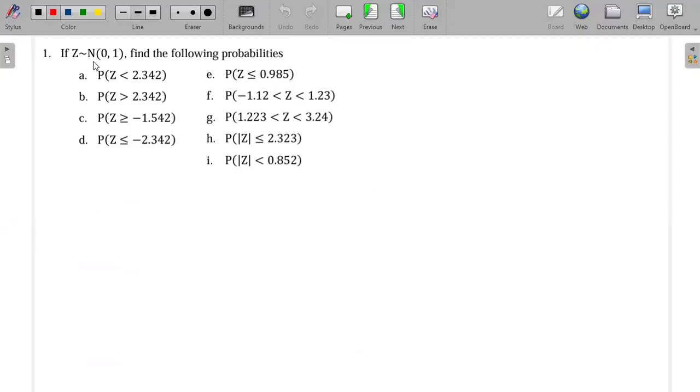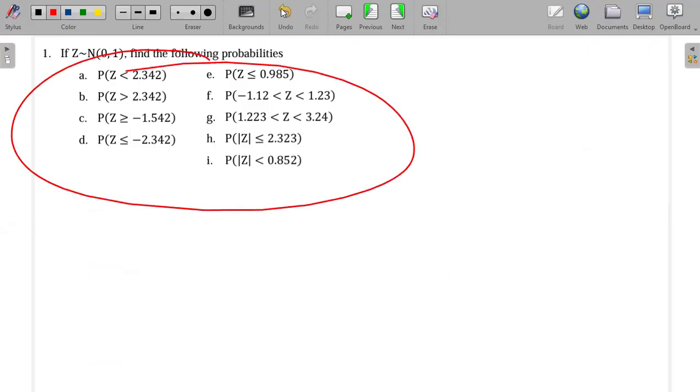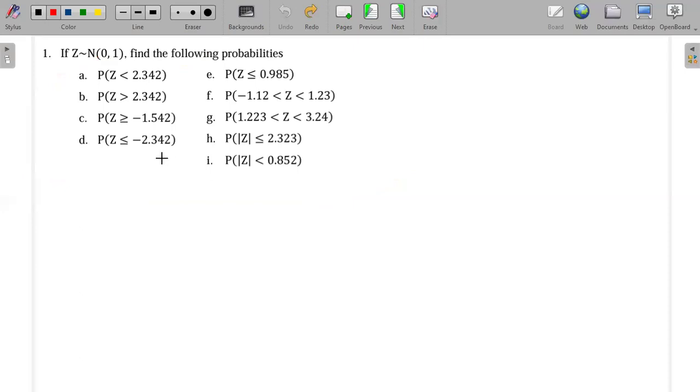Question 1 says, if Z follows a normal distribution with mean 0 and standard deviation 1, find the following probabilities. These are called Z score probabilities. The way they are given here, they're already standardized, so we can just calculate them directly.